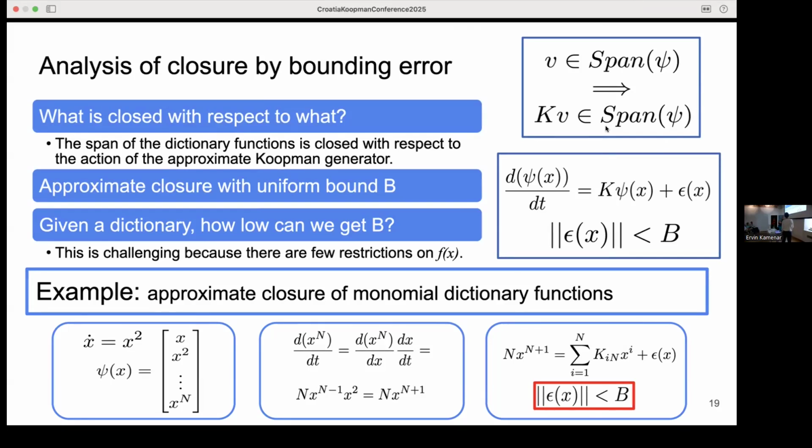And by subspace here, I mean the space of functions spanned by the dictionary, all right? We want to be staying in that space. We don't want it to move out of that space.